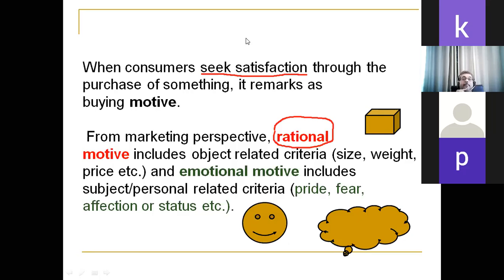You buy because of status. Nice mobile. Oh, I have Apple. I have this. I have that. Purchase for status. So this is known as the emotional motive. Okay, one was a rational motive, and the other one is an emotional motive.